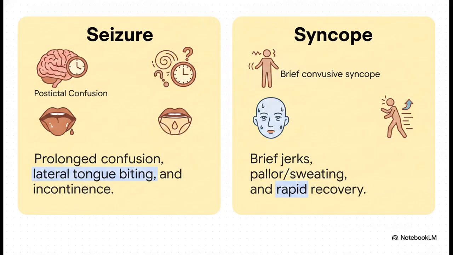Instead, syncope is typically preceded by a prodrome. Think pallor, sweating, a standing trigger, or cardiac risk signs, followed by a rapid recovery of consciousness.